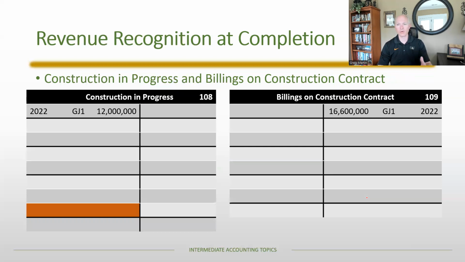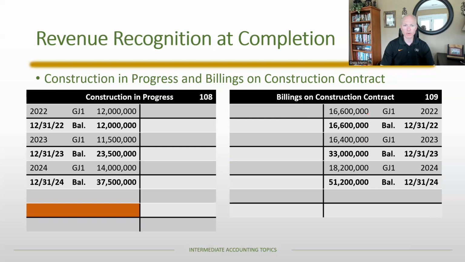And so in 2022, we would have recorded throughout the year in our CIP account that $12 million, and also have been recording our billings of $16.6 million. And then at the end of the year, you can see the balances in the two. But what's really important is we accumulate within each account. So as our CIP continues to grow, 11.5 and then 14 million, notice that the balance continues to grow.